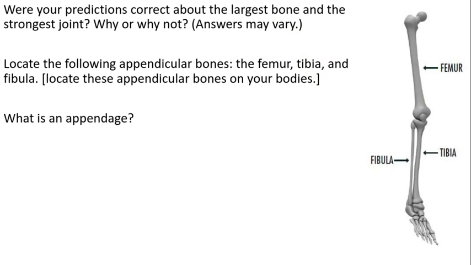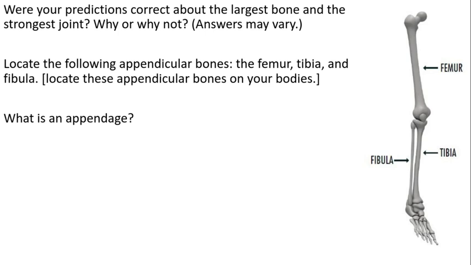So were your predictions correct about the largest bone and the strongest joint? Why or why not? If you remember, the largest bone was the femur, and your strongest joint is in your knee, connecting your femur to your fibula and tibia. So look at the diagram to the right. Can you see some of your appendicular bones? All right, you have your femur, your tibia, and your fibula.